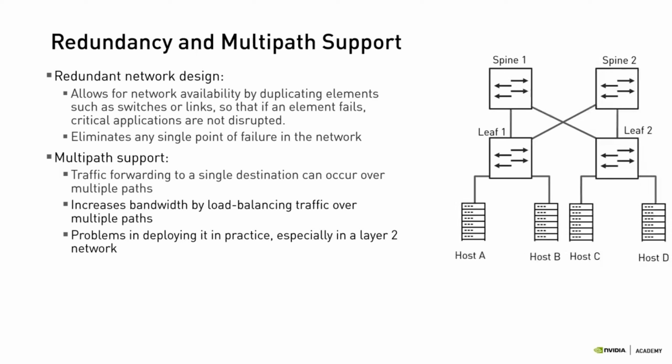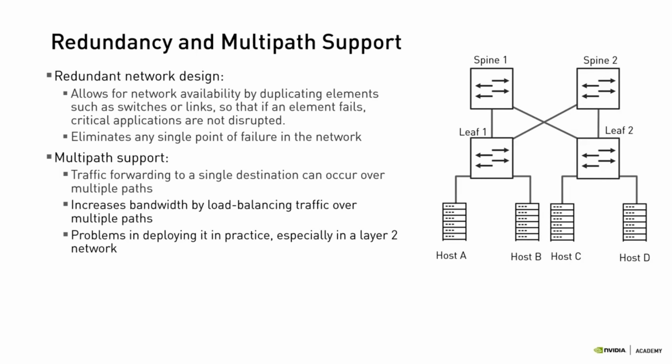Let's focus on redundancy and multipath support. A redundant network design allows for network availability by duplicating elements such as switches or links, so that if an element fails, critical applications are not disrupted. Redundancy attempts to eliminate any single point of failure in the network. In this example, each leaf switch has a link to each of the spine switches, so that there are two available paths for the host to communicate.